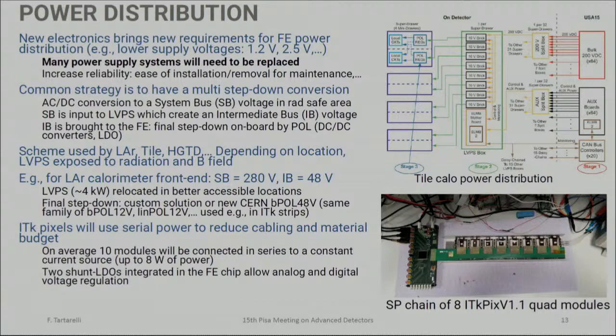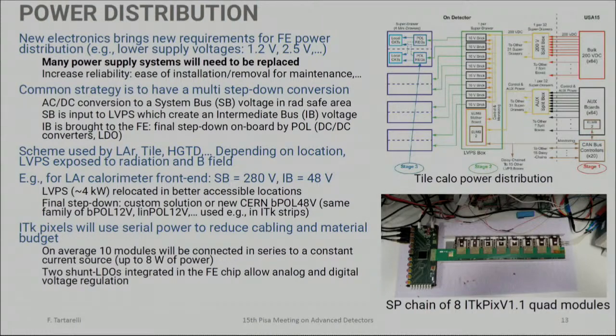This is the scheme used by various subsystems, and depending on the location, the power supplies might be exposed to radiation and be filtered. For example, the LAr calorimeter will start with 280 volts and an intermediate bus voltage of 38 volts. The power supply will have 4 kilowatts maximum power, and they will relocate it to a more accessible location. The final step down will be done either with a custom solution or with the new CERN bPOL48V DC-DC converter, which is of the same family as the bPOL12V and linPOL12V, which are used elsewhere in ATLAS, for example in the strips.